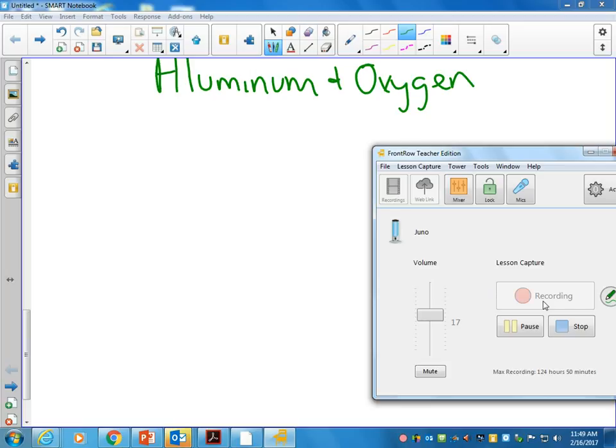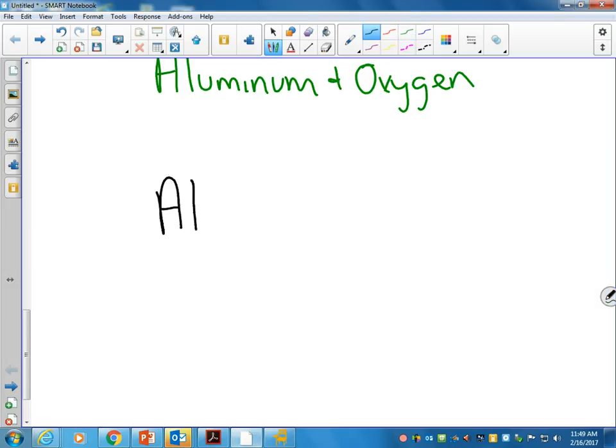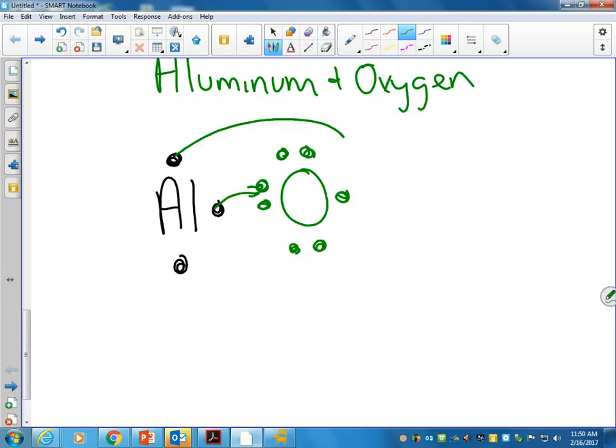Okay, so I see a lot of you are on the right track. Some of you figured out how many of each you needed. Some of you just started drawing. So when we look, aluminum has 3 electrons. Oxygen has 6. Right? So right now, if I'm going to give away my electrons, this aluminum can give 1 here and 1 here, but does oxygen want any more?